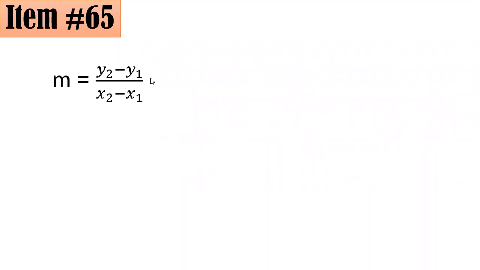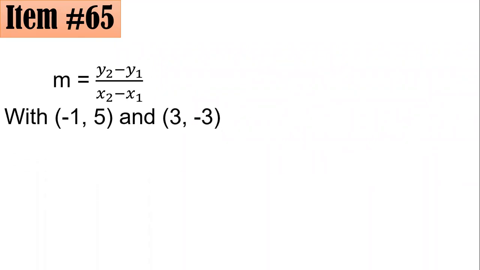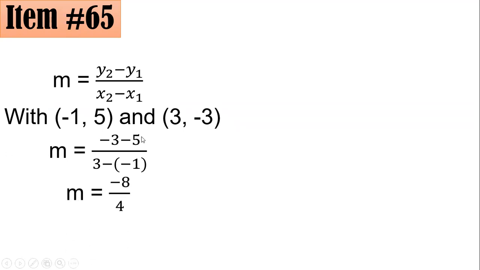Okay? And also, from here, with this one, by substitution, let's say ito po yung x sub 1, y sub 1. Ito naman po yung ating x sub 1, y sub 1. Ito yung ating x sub 2, y sub 2. So by substitution, that's negative 3 minus 5 all over 3 minus negative 1. Your numerator simplifies to negative 8, and your denominator is 3 minus negative 1, which is 3 plus 1, or 4. And your slope is negative 8 over 4, or negative 2 dapat.